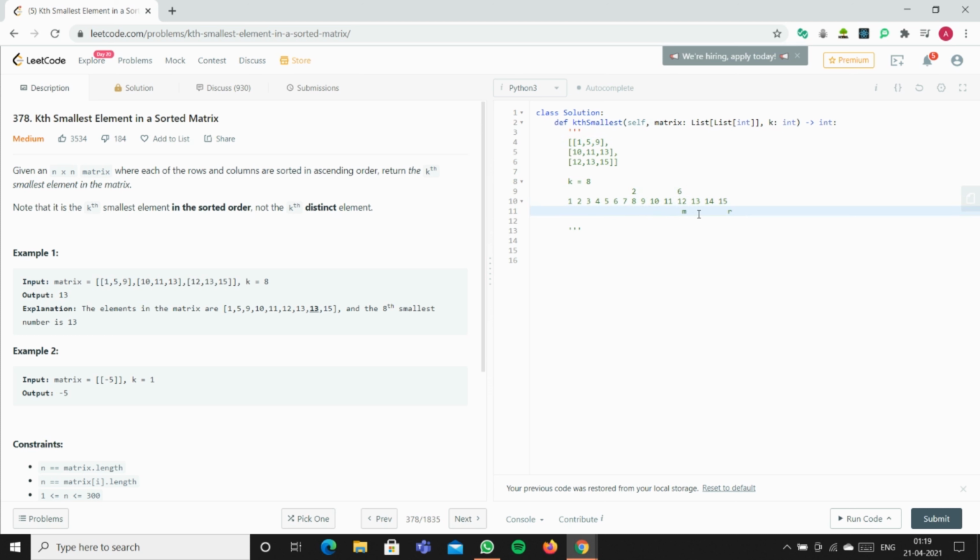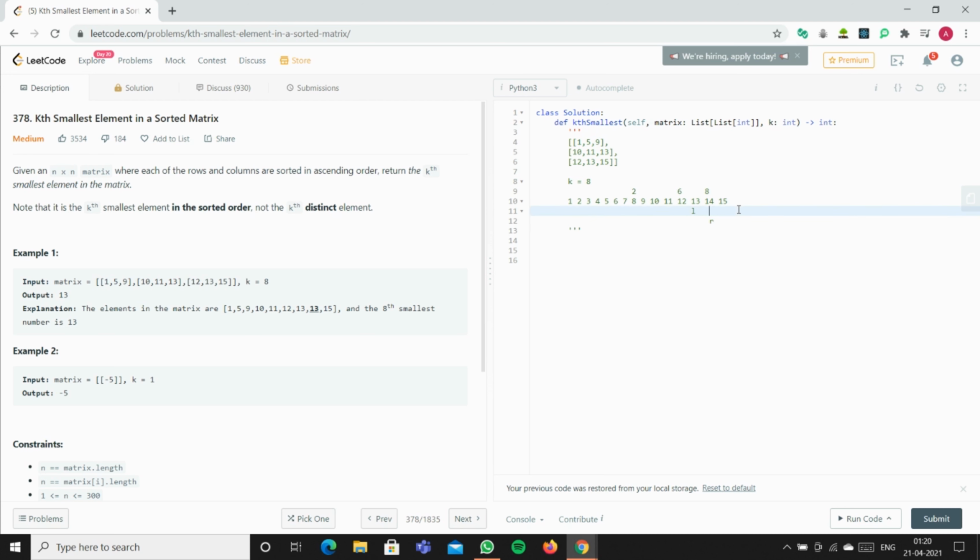So doing an L plus 1 will give us L equal to 13 and M equal to 14. Now we have to check how many values are smaller than or equal to 14. So 3 in the first row, 3 in the second row, and 2 in the third row. So 8 values are smaller than or equal to 14. Since 8 is not less than 8, we have to move right equal to mid, not mid minus 1, but mid. So now right will be equal to mid.